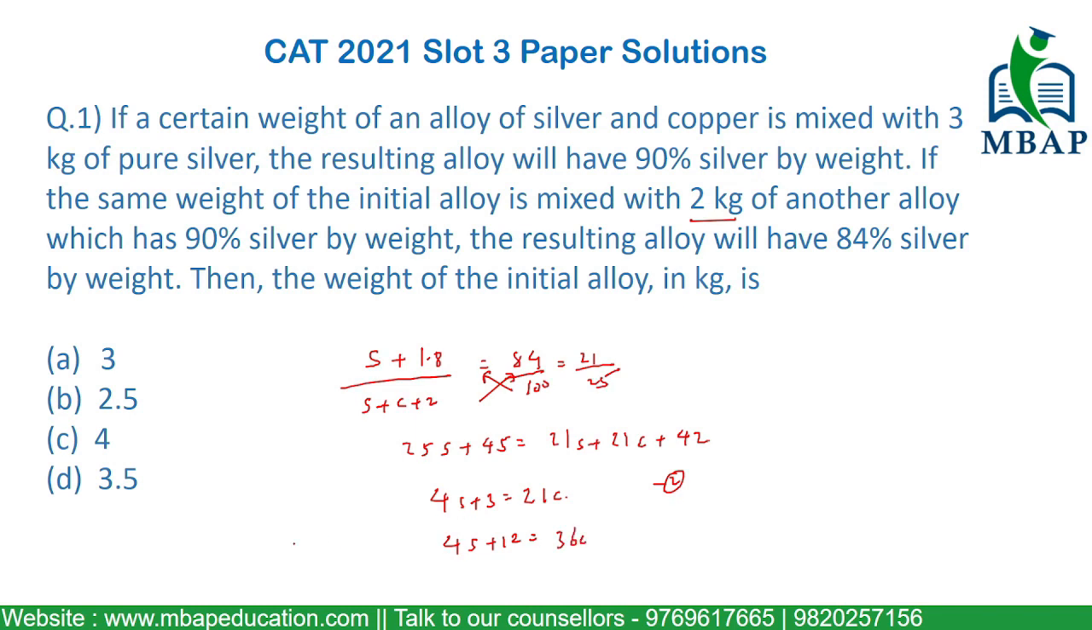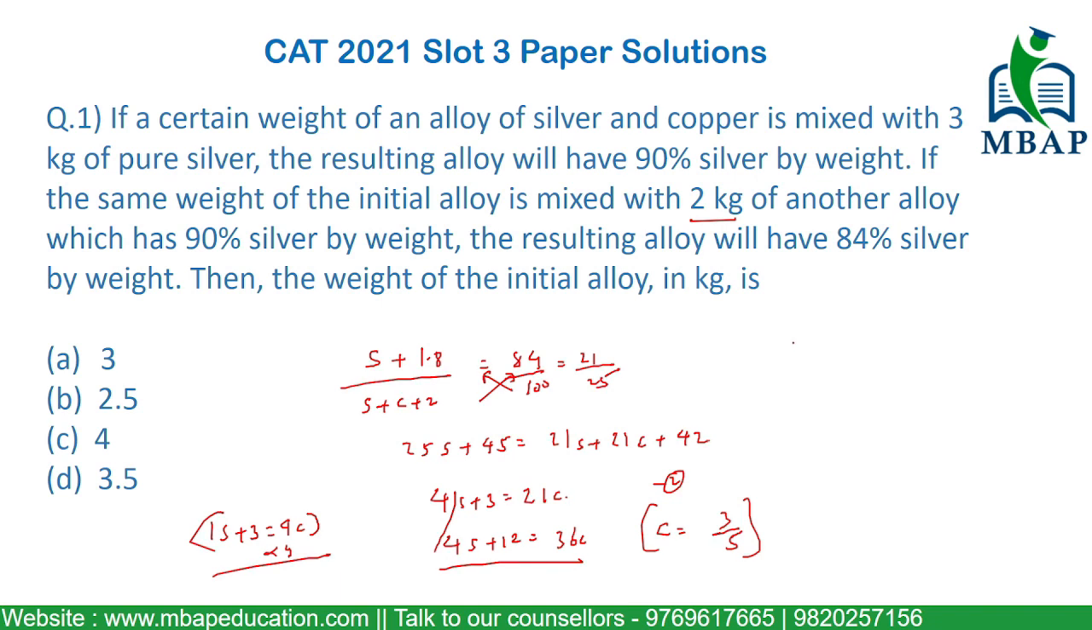Why? Because I got S plus 3 equal to 9C, and now I am just multiplying everything by 4. You will get 4S plus 12 equal to 36C. Solving both of them, certainly the S terms will get cancelled and the value of copper in terms of weight will come out to be 3 upon 5.